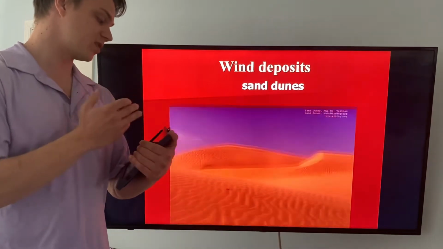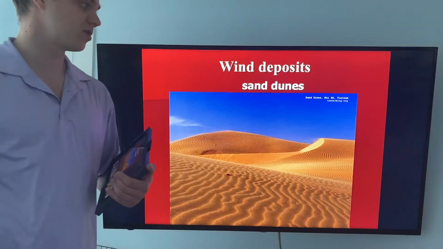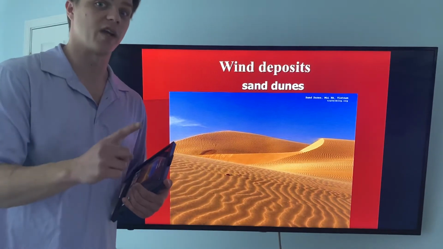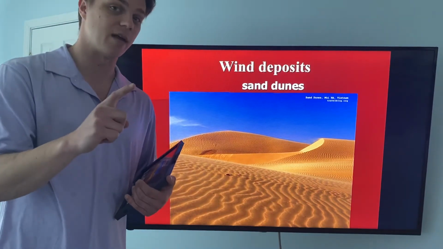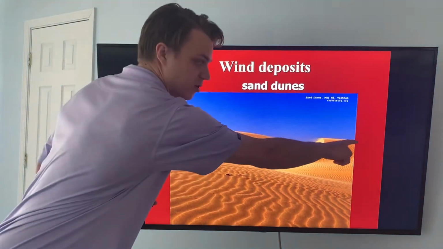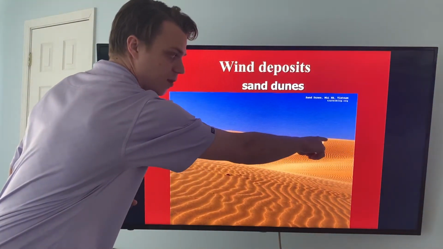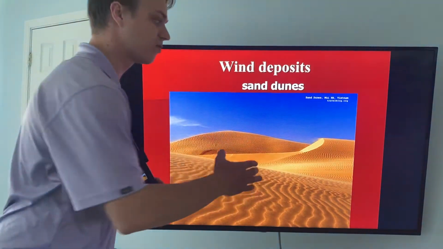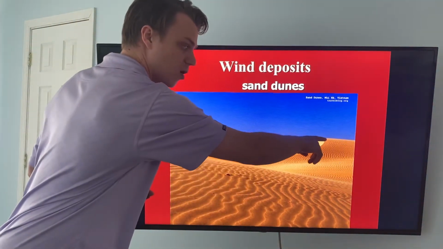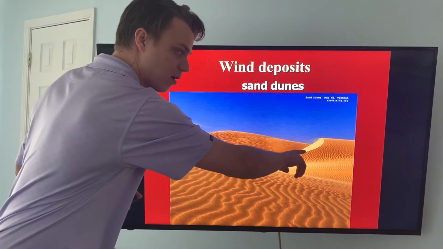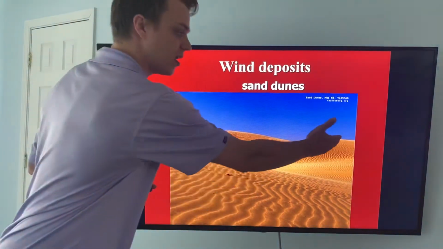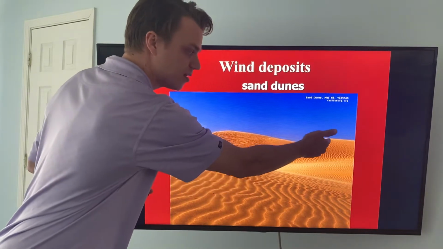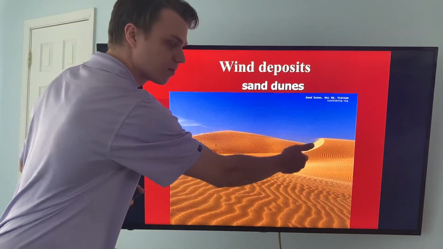Wind erosion causes wind deposition, which we call sand dunes. I can always tell you the direction a sand dune is moving, and yes, they move over time. You see how this is a gradual slope and then this is a steeper slope? The wind always travels from the gradual slope and then it falls down the steeper slope. And this sand dune will eventually walk its way over and over.